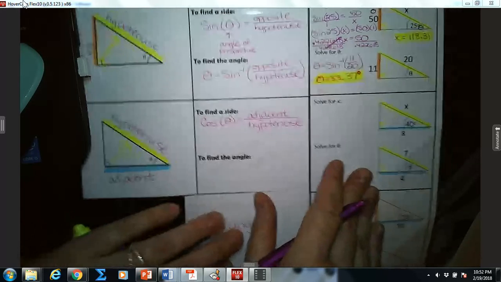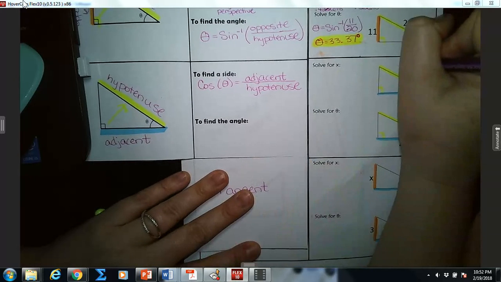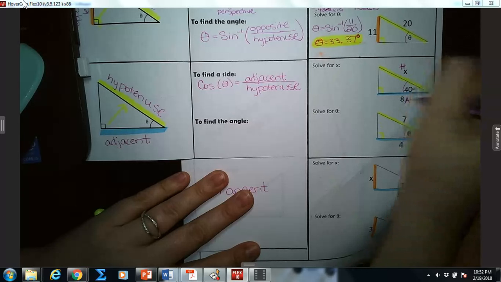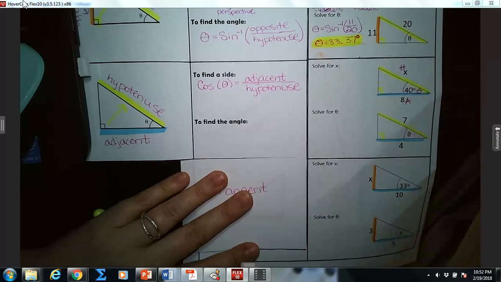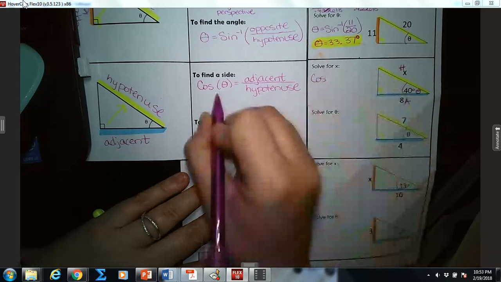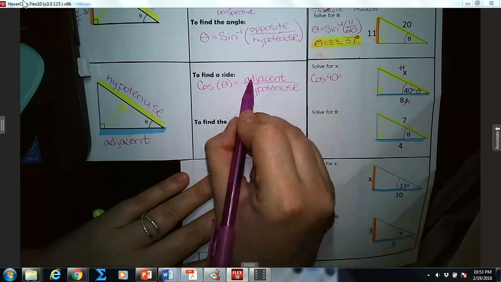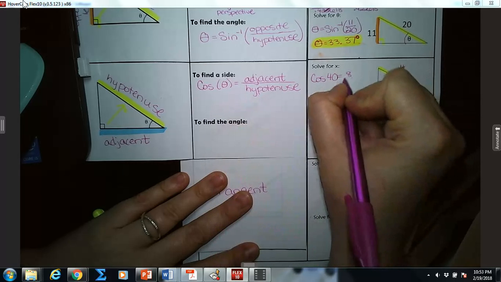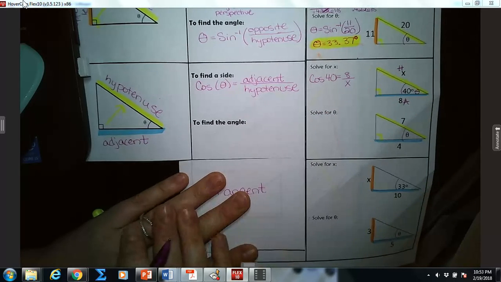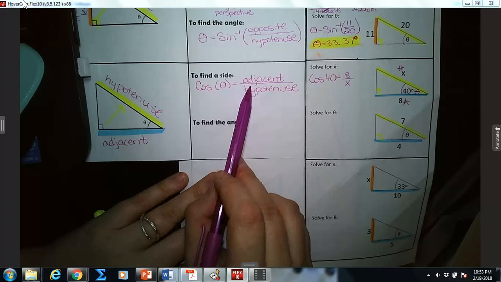All right, let's do this example. Cosine uses the hypotenuse, which is labeled x, and the adjacent side, which is labeled 8. Our angle of perspective is 40. So let's plug everything into the formula. Cosine of your angle of perspective, which is 40, is equal to the adjacent length, here that's 8, over the hypotenuse length, and in this example that's x. So the cosine uses the adjacent value over the hypotenuse value.